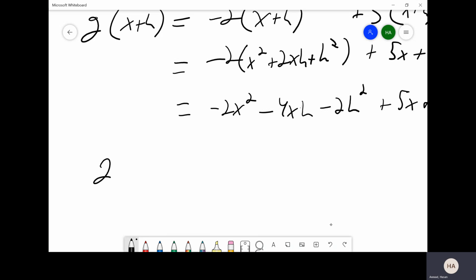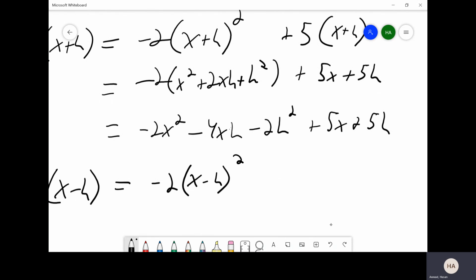Okay, so let's give it a shot together. So we're trying to find g of x minus h using, again, the same equation that g is defined by. So that means we're going to have negative 2 times, instead of x plus h, we're going to have x minus h in here now. And this is still being squared, plus 5 times x minus h.